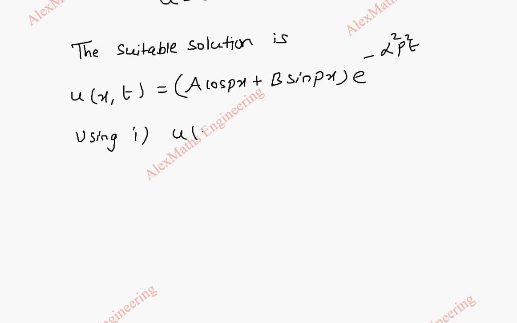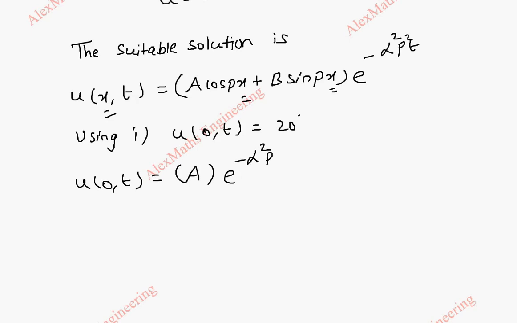which is u of 0 comma t is 20. So wherever x is there, I have to substitute 0. So u of 0 comma t becomes A into cos 0 is 1, sin 0 is 0. So we have only A e power minus alpha square p square t. And this value is 20. So 20 equal to A e power minus alpha square p square t.